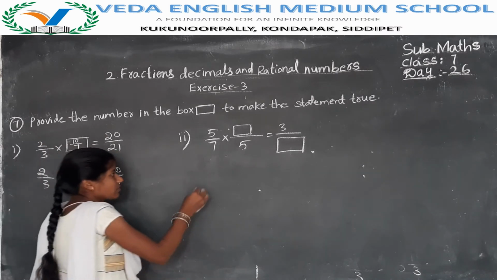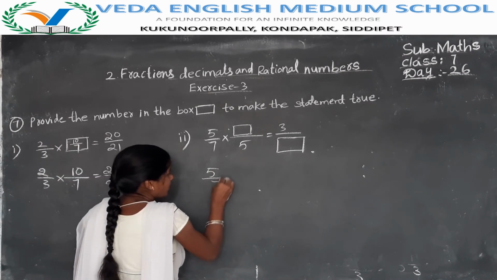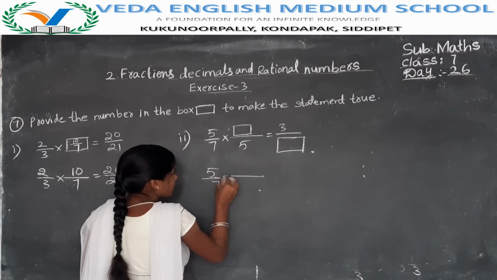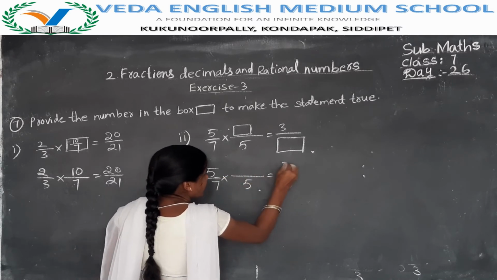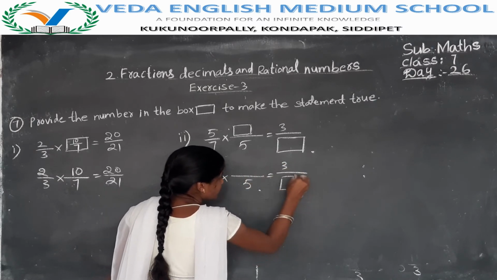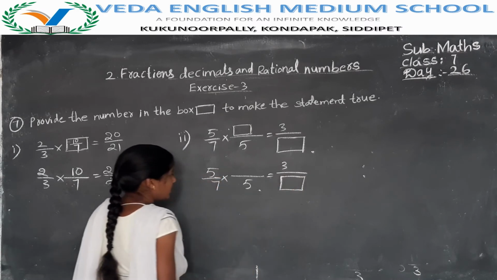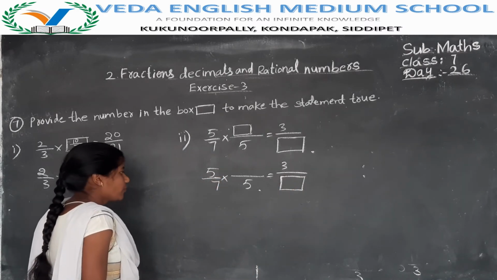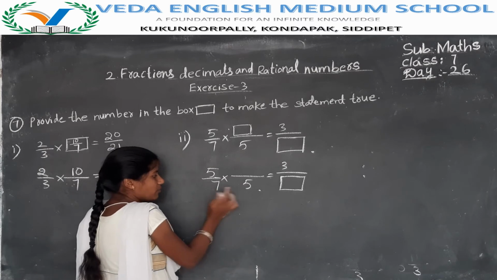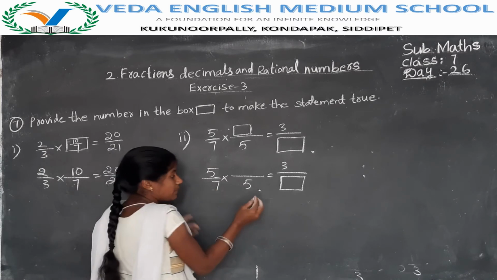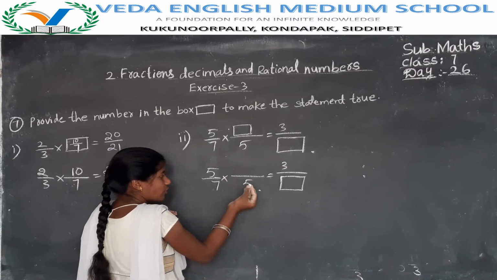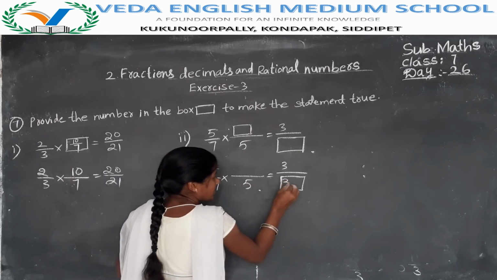Next, come to the second question. 5/7 into, in this box, what we have to write in this box? Here we have 5, here we have 3. Now see here. First, here we have numerator. Here we have two numerators. Now multiply the numerators. If you multiply these two, then what you will get? 7 5s are 35 you will get.